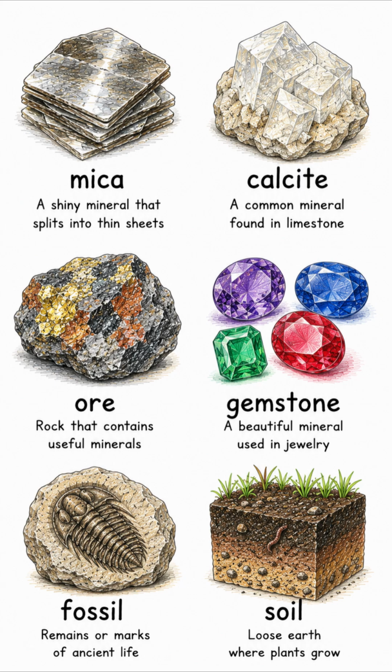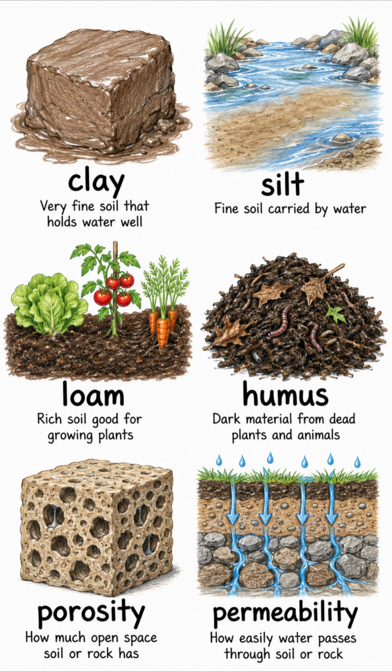Fossil, remains or marks of ancient life. Soil, loose earth where plants grow. Clay, very fine soil that holds water well. Silt, fine soil carried by water. Loam, rich soil good for growing plants.